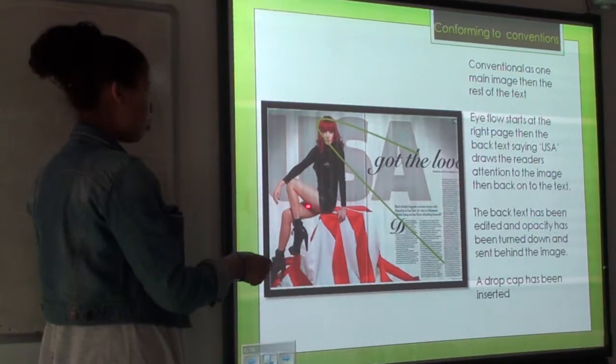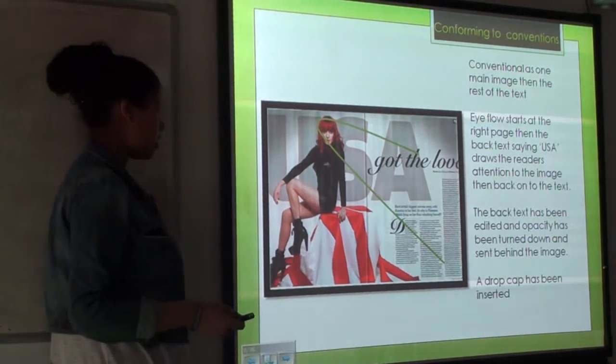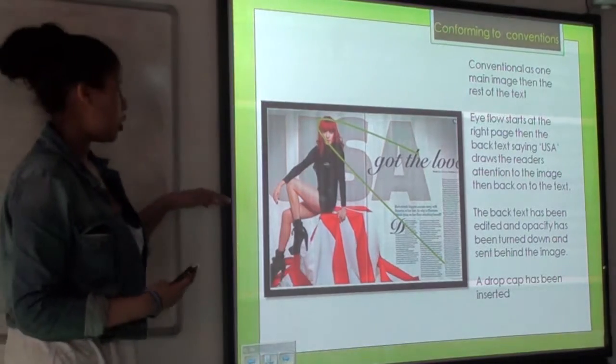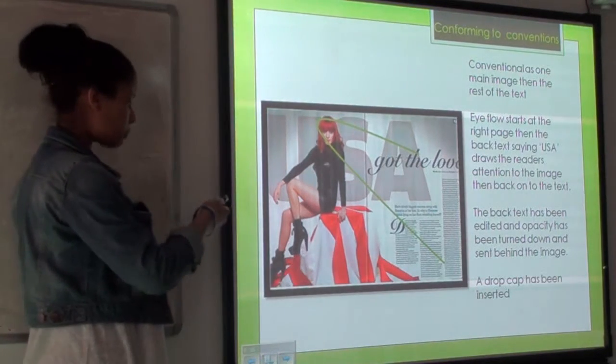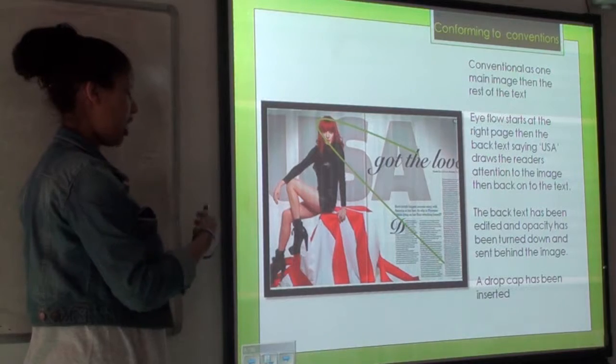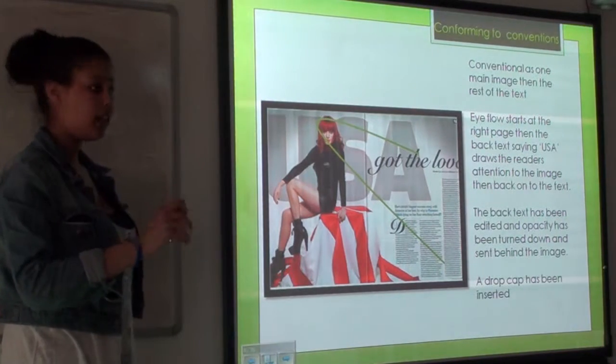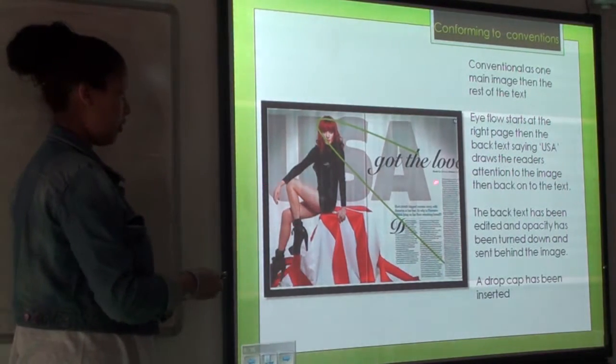Here in the back is also what I used in my magazine, which is where I got my inspiration from: to get a text and then put it behind the image and turn down the opacity, so it gives it that kind of effect in the background.